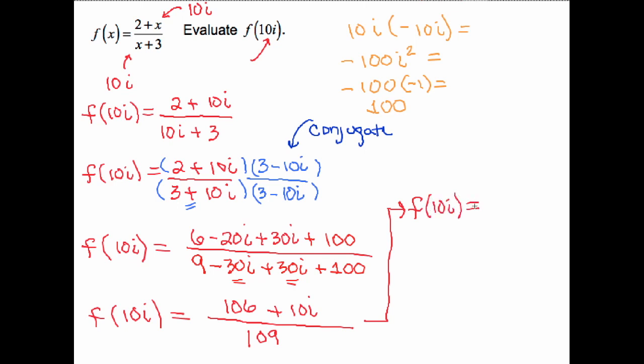When I evaluate f of 10i, I do want to write the answer in the form of a complex number, a plus bi. So to do this, the real component would be 106 over 109, plus the imaginary component, which would be bi, which in this case is 10 divided by 109 i. And here we have evaluated the function at 10i, and the result is 106 over 109 plus 10 over 109 i.